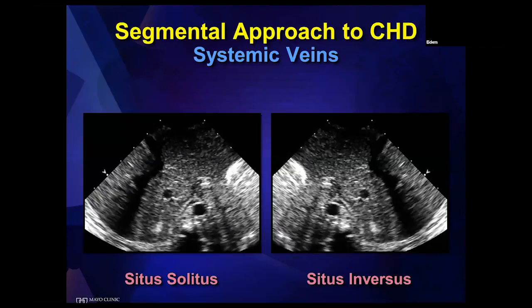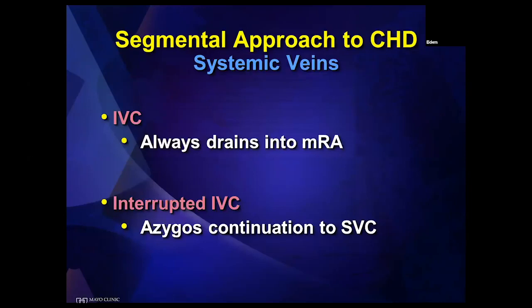Here we can see in these still echo images the position of the aorta in situs solitus, posterior to the inferior vena cava. And with situs inversus, that aorta is now on the right side and the inferior vena cava is on the left side, but still the same posterior-anterior relationship of those two structures.